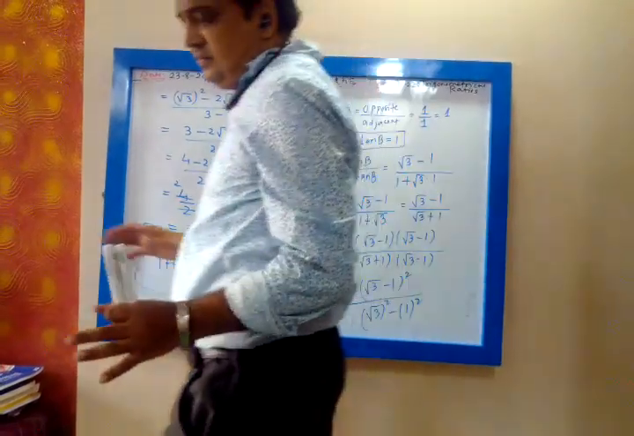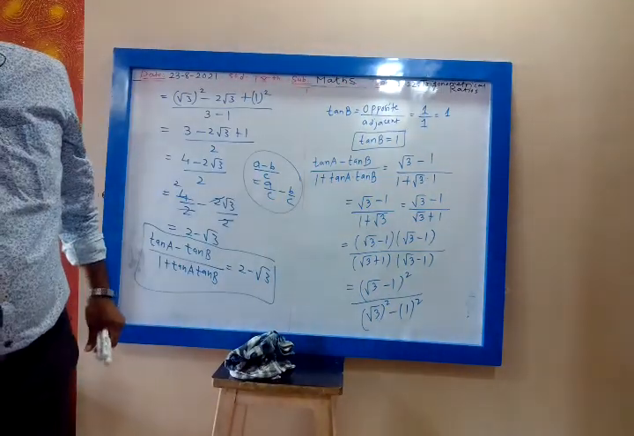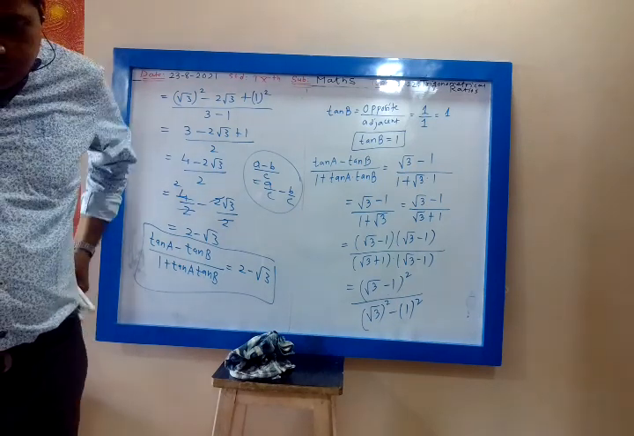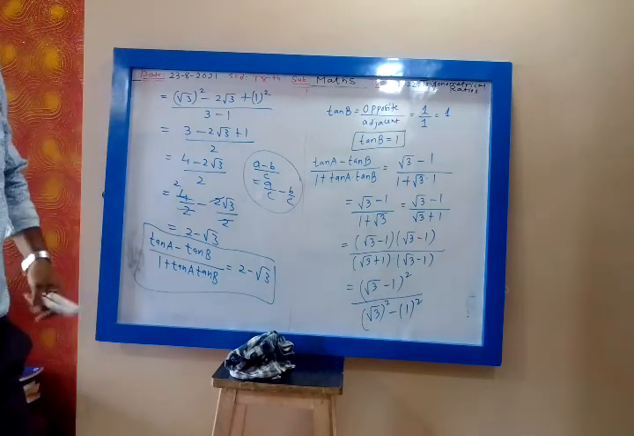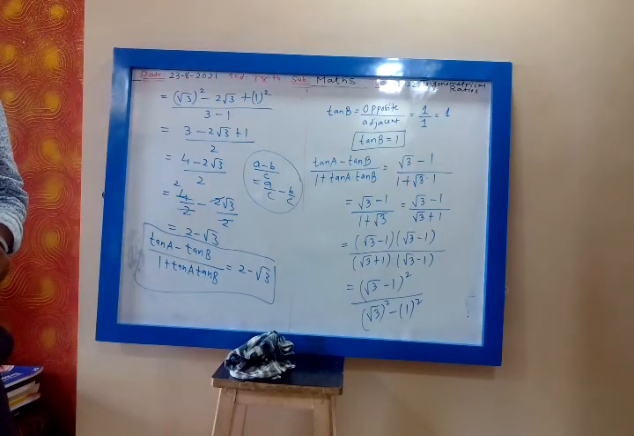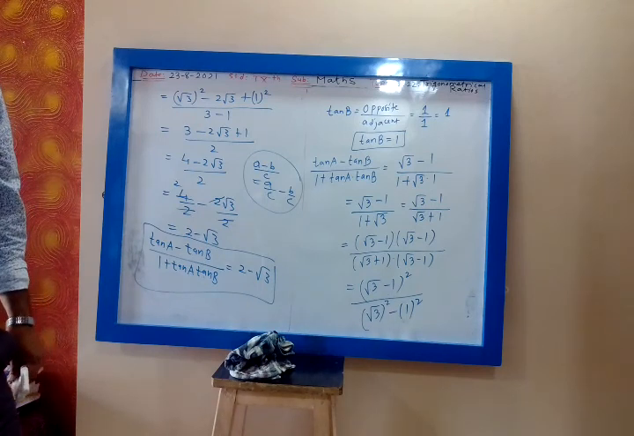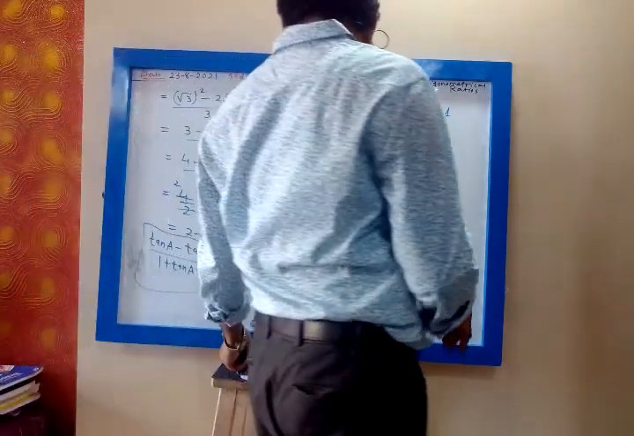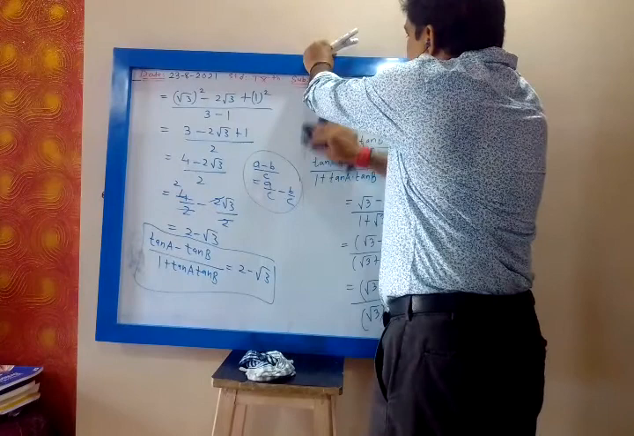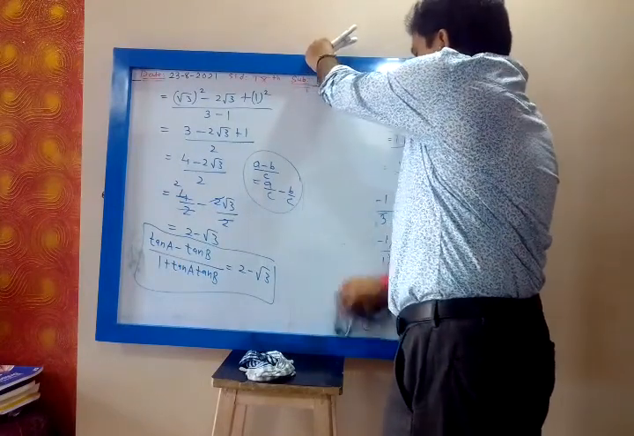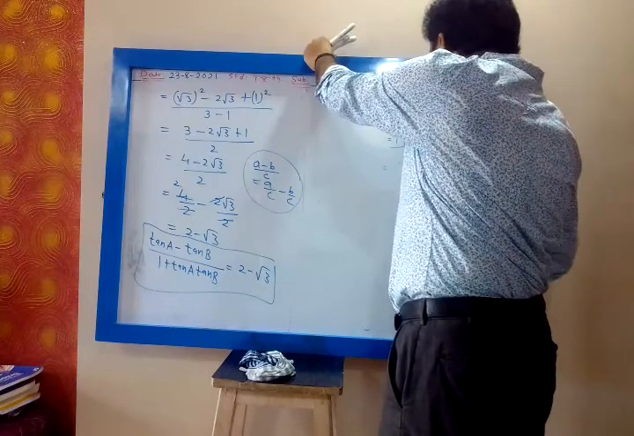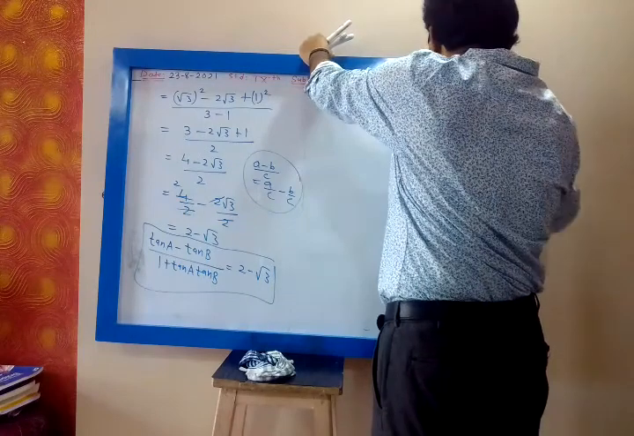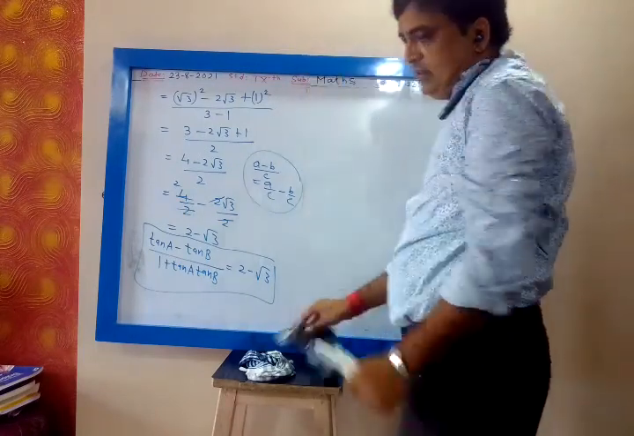Yes, is it clear? Any doubt in this question? Yes, tell me. Any doubt? You can ask. So two different triangles you have to construct, and then you have to find the value of tan A minus tan B upon 1 plus tan A tan B.